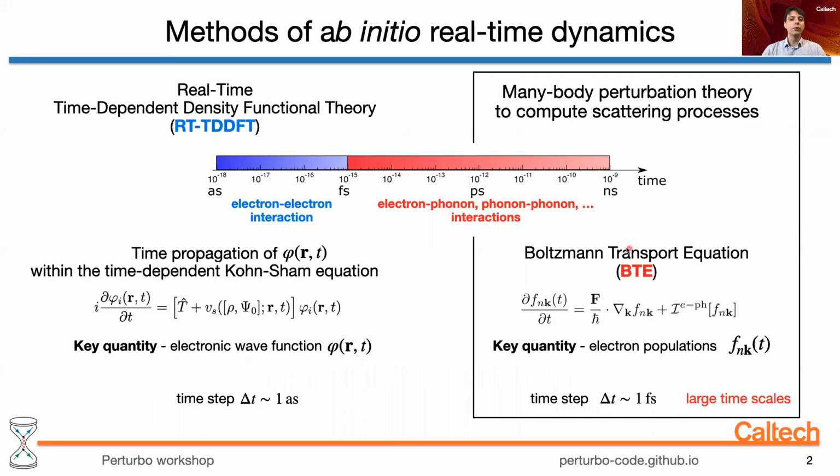With the growing computational power, nowadays it's possible to perform real-time ab initio dynamics simulations in a large variety of fields, and one of the methods to do that is the real-time time-dependent density functional theory presented here on the left. Here we perform the propagation of the time-dependent electronic wave function phi according to the time-dependent Kohn-Sham equation. You can see this equation here.